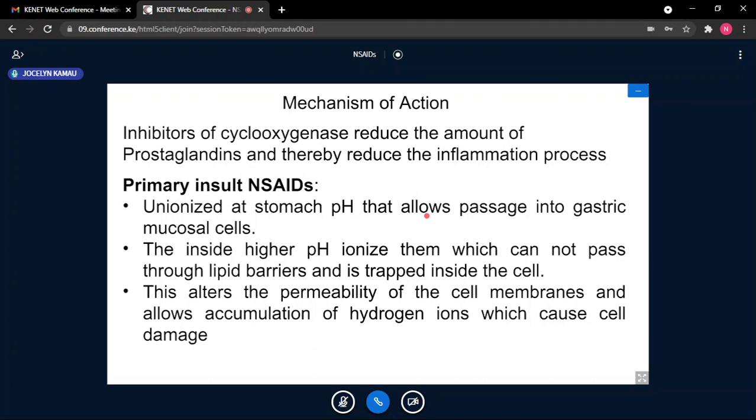The fact that they are acidic in nature means they will increase the concentration of hydrogen ions within the mucosal cells, and therefore result in gastric irritation. So we are saying the primary insult is non-ionized at stomach pH.